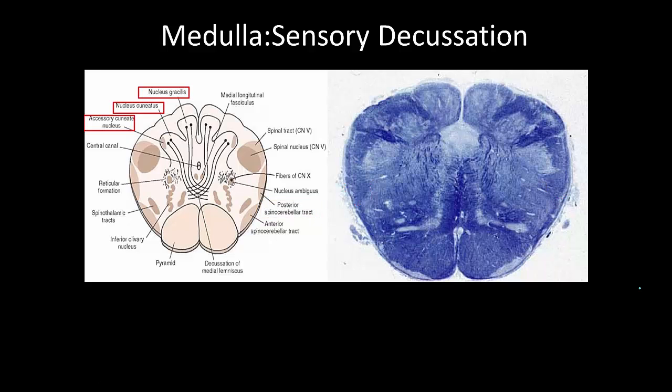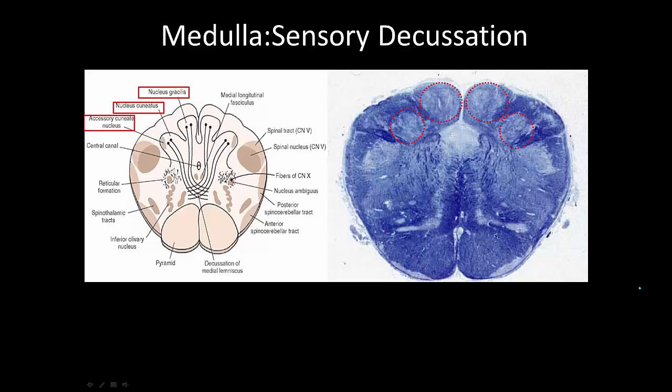Now, a big difference that we see in this section is the presence of these large nuclei in the posterior portion of the medulla. In the previous section, this area was largely occupied by the fasciculus gracilis and cuneatus, those dorsal column tracts. Now these tracts are replaced by the nucleus gracilis, more medial, and the nucleus cuneatus, more lateral, which is where these dorsal column tracts are actually traveling to synapse.